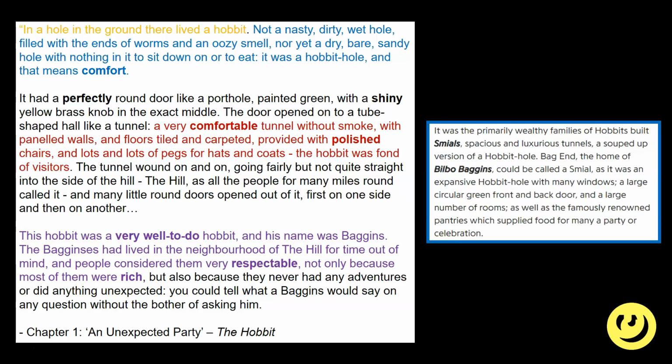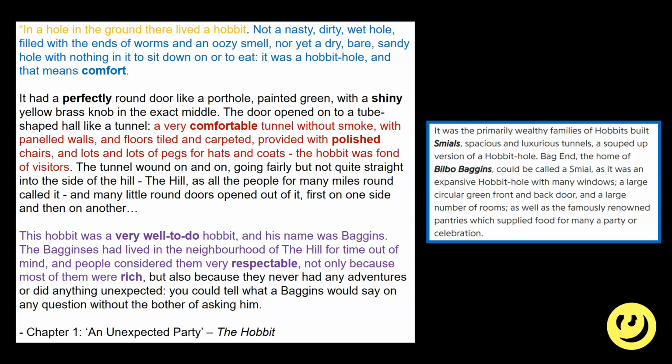If we consider the following description of "not a nasty dirty wet hole filled with the ends of worms and an oozy smell, nor yet a dry bare sandy hole with nothing in it to sit down or to eat. It was a hobbit hole, and that means comfort," with a stress on comfort, we have a nice little comparison and some nice adjectives being used. It was primarily wealthy families of hobbits that built smials, spacious and luxurious tunnels, a souped-up version of a hobbit hole, and clearly we can see that Bag End, the home of Bilbo Baggins, is this very smial.